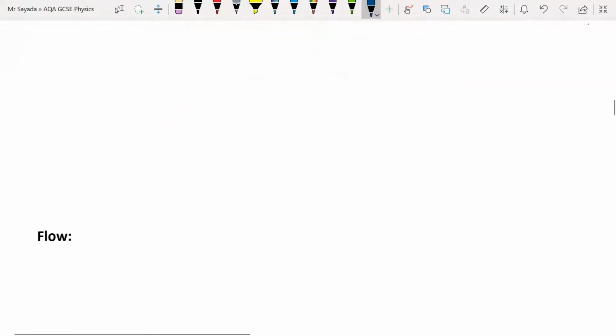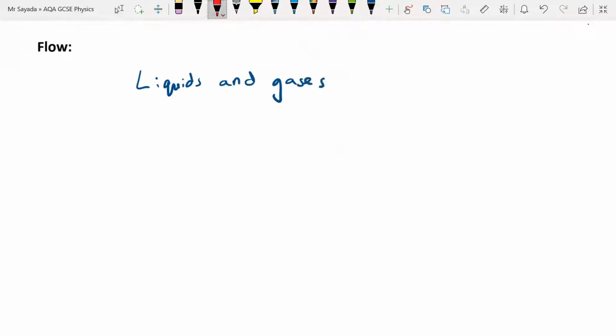Next property, flow. Which of solids, liquids, and gases can flow? Say your answer to the video now. You should have said that only liquids and gases can flow. And that's because liquids and gases have weak forces between the particles.